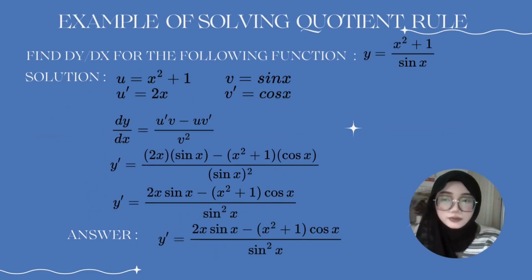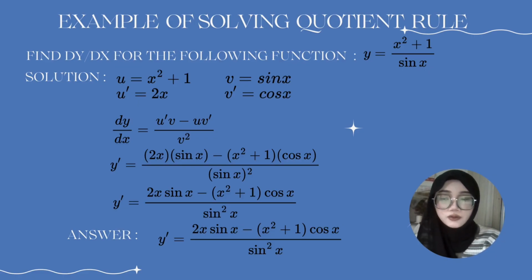For question 2b, we want to differentiate the function y equals x squared plus 1 divided by sin x. Because this is a quotient, I will use the quotient rule. First, I label the numerator and denominator. I let u equals x squared plus 1 and v equals sin x. Now I differentiate both of them. The derivative of u is u prime equals 2x. Meanwhile, the derivative of v is v prime equals cos x.